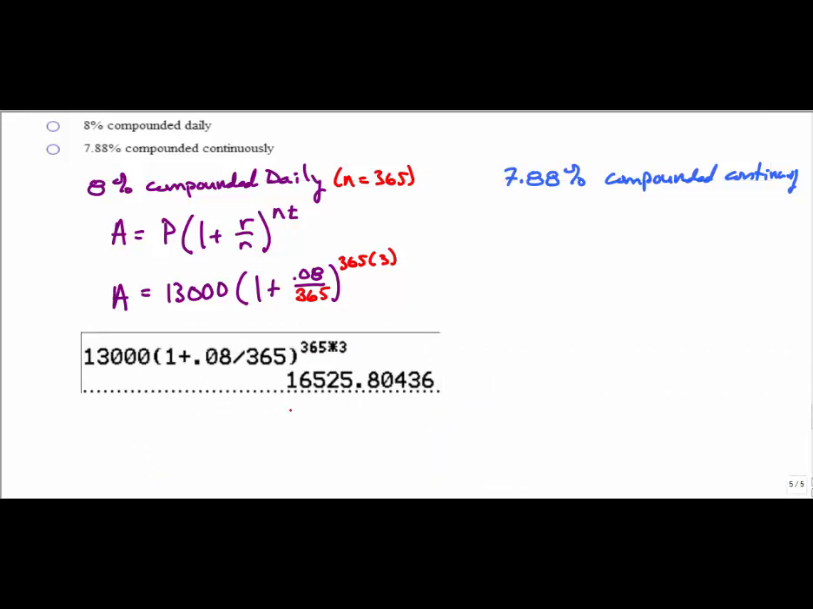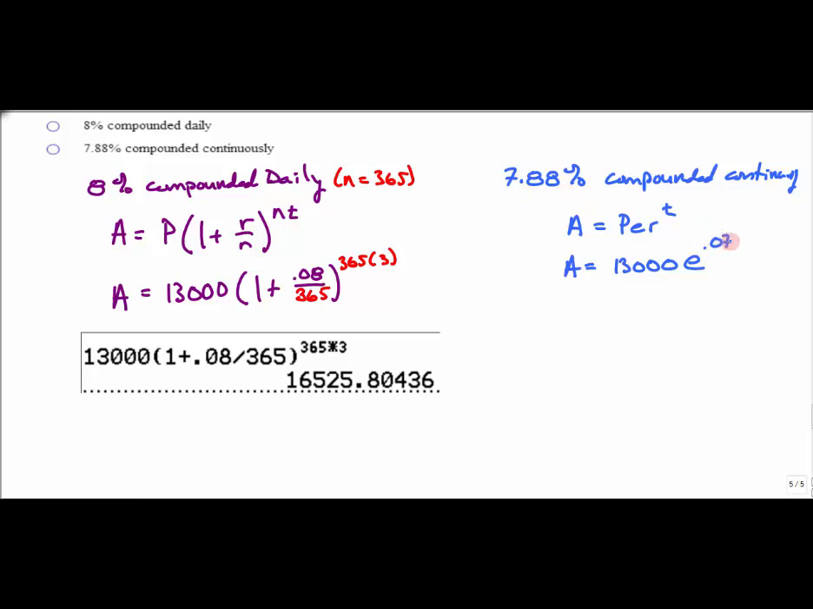So that's for this scenario, $16,525.80. Okay, now this one on this side, I'm compounding continuously. So for continuous compounding, I have P e to the RT. Principal is the same, it's 13,000. E is my exponential, my natural number. R is my interest rate.